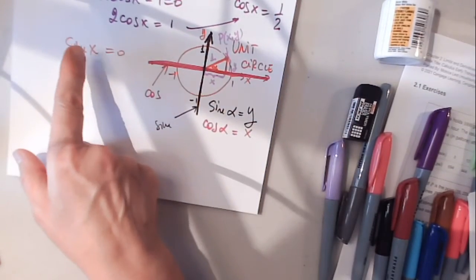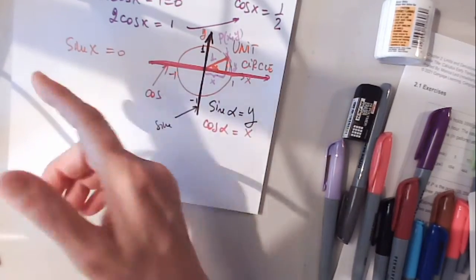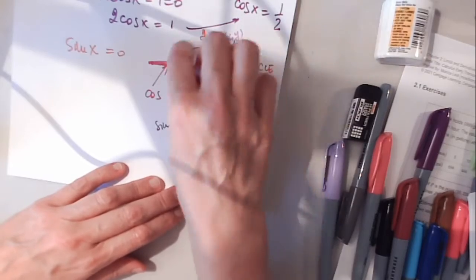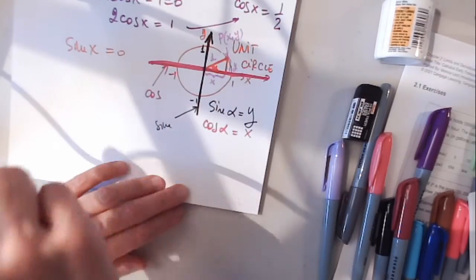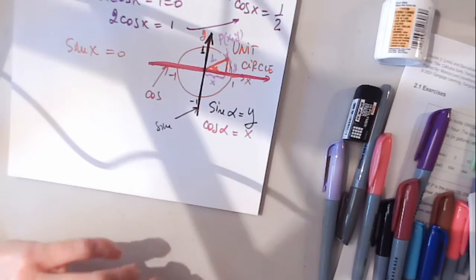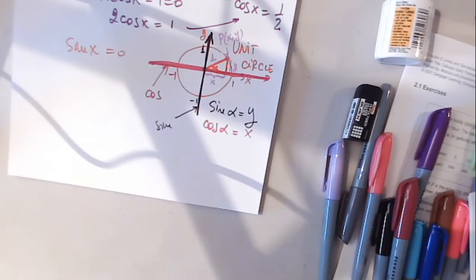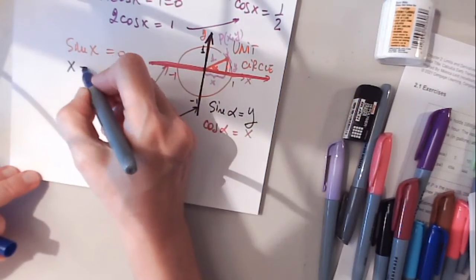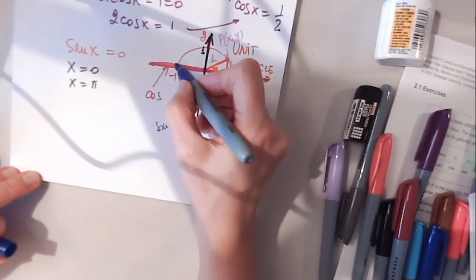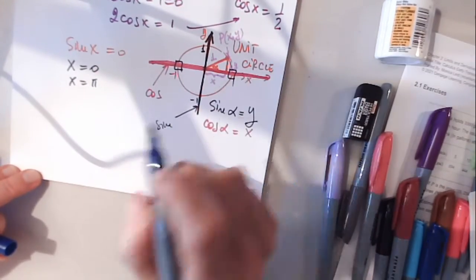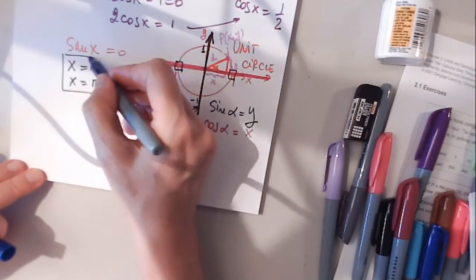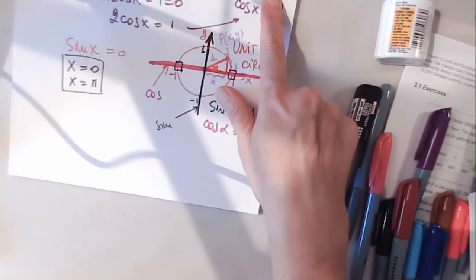So now let's identify where sine is 0. Where do I measure sine? I measure on the y-axis. Where on the circumference do I have a point with y being 0? At 0 and pi. This point and this point will have sine 0. Great job. So this part is solved.